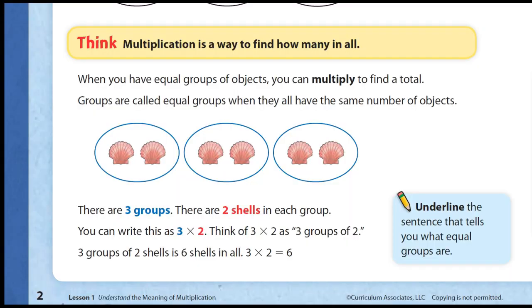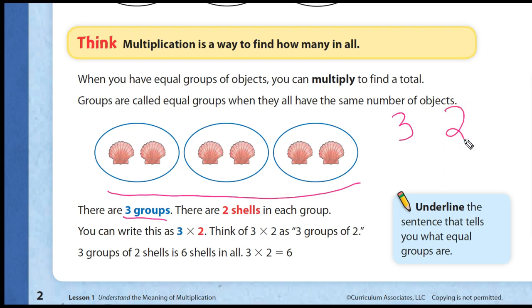So think about it. Multiplication is a way to find out how many in all. It's similar to addition, but when you have equal groups of objects, you can multiply to find a total. Groups are called equal groups when they all have the same number of objects. Do these three have the same number of objects? Yes. How many groups are there? Three groups, just like it says here. And how many in each group? Two shells in each group.